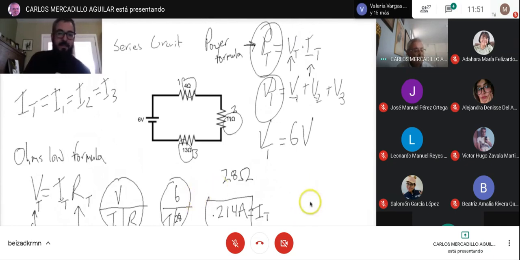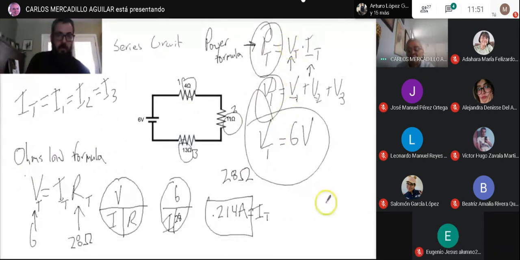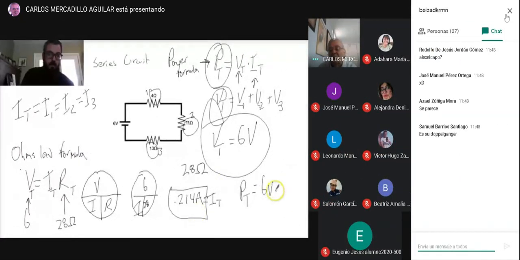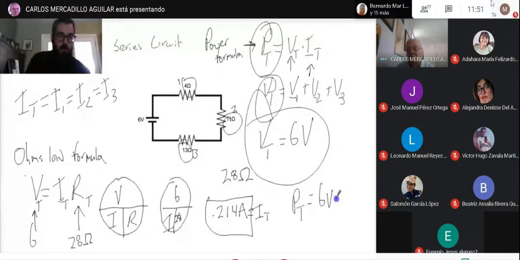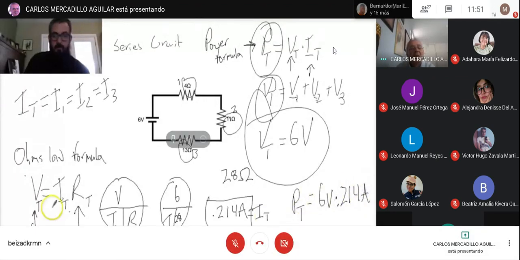Okay. So now that we got V, which is our 6 for V total, right here, that we can put in there. So we got power total equals 6 volts times I total, which is this 0.214 amps.